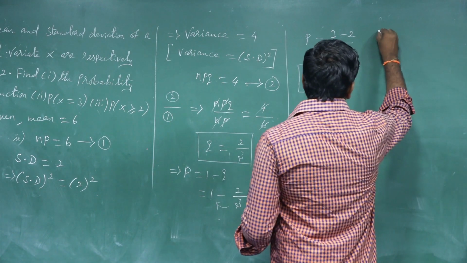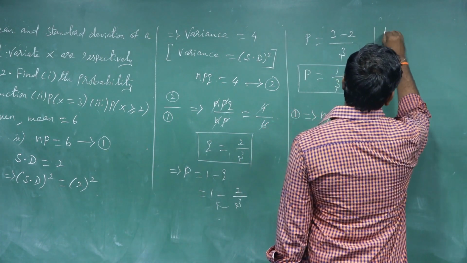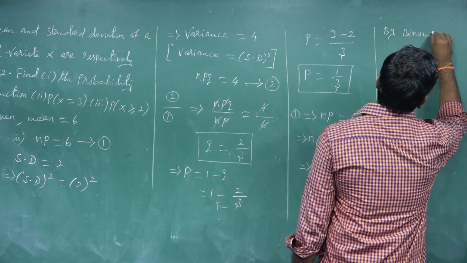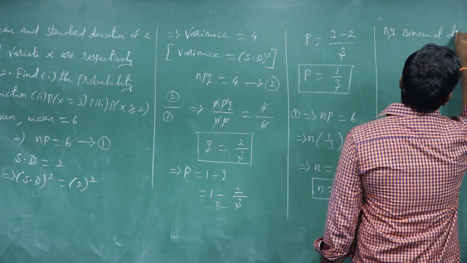Now we find them one by one. First we write the formula of the binomial distribution.